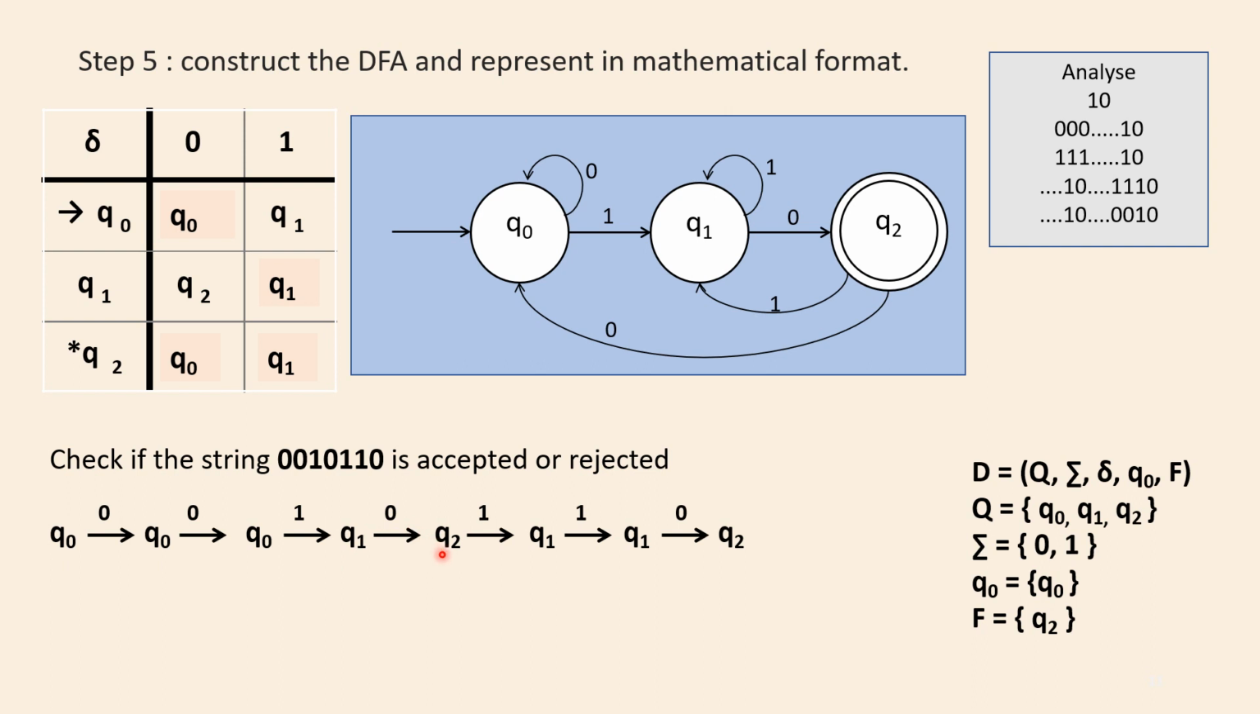Now from Q2 I again have 1. Therefore it is in a rejecting state, since that is a non-final state. So from Q2, 1 is going back to Q1. Again from Q1 I have 1, which loops to itself, Q1, and from Q1 I have 0, which means 10 is supposed to get accepted. Therefore from Q1 I am going to Q2 on 0.